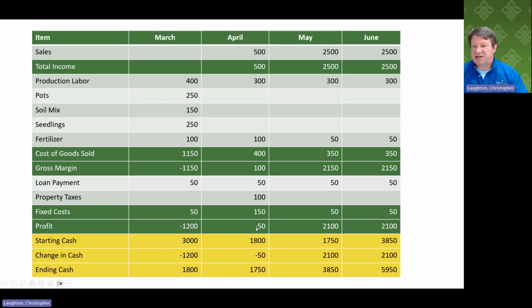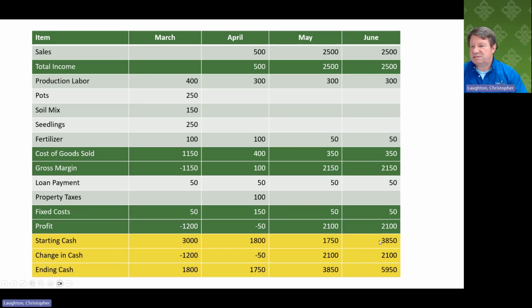Just slightly negative, but it's minus 50. So we end up the month with $1,750. That carries forward to be the starting balance of the next month. And now we really start to generate some cash. So we have sales of $2,500, still some labor, and some expenses, that loan payment, but we're plus $2,100 for the month. So that brings our end of month cash balance to $3,850.